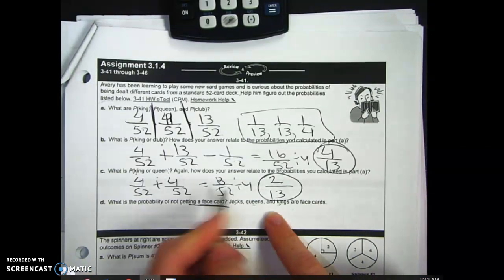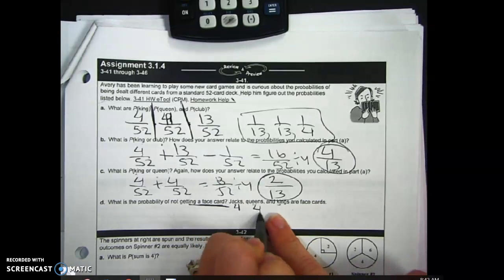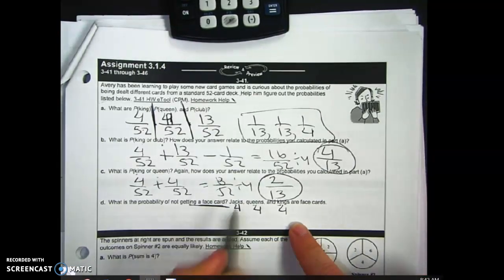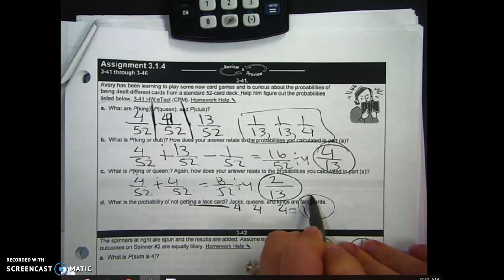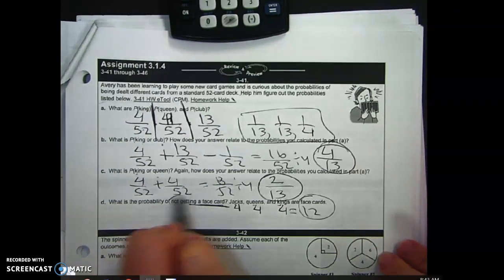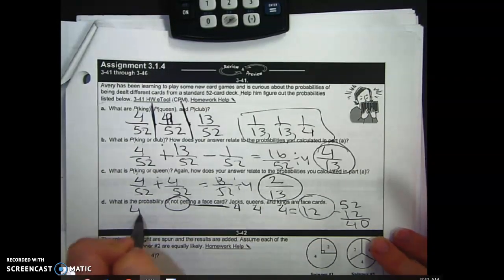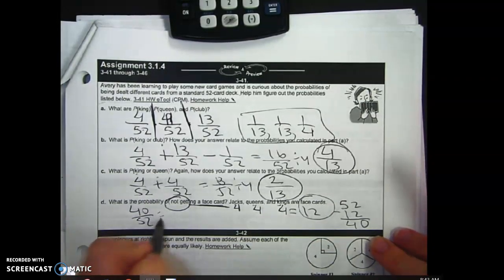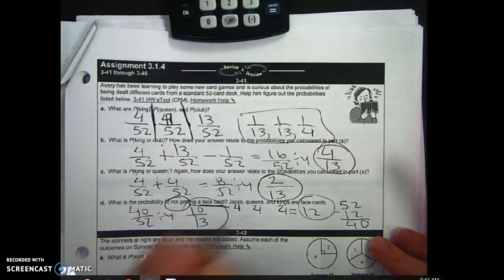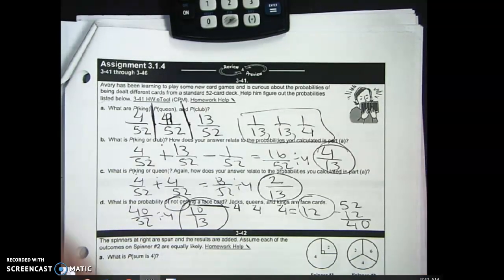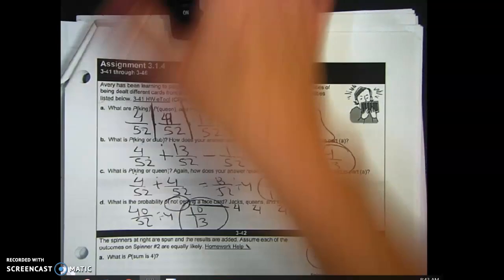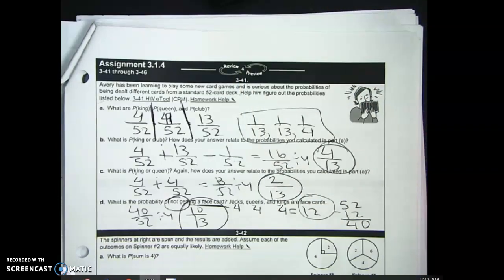Okay? What is the probability of not getting a face card? Jacks, queens, and kings. Okay, so jacks, there's 4 of those, there's 4 queens, and there's 4 kings. Well, that means there's a total of 12 face cards. So if I was trying to figure out the not, I would have to go 52 minus 12, which is 40. So 40 out of 52, divide by 4, 10/13. Okay? All right, so there's some cards. That's done. Let me put the cards to the side.